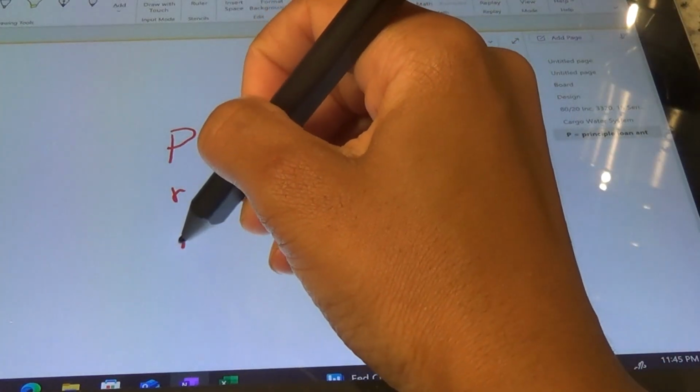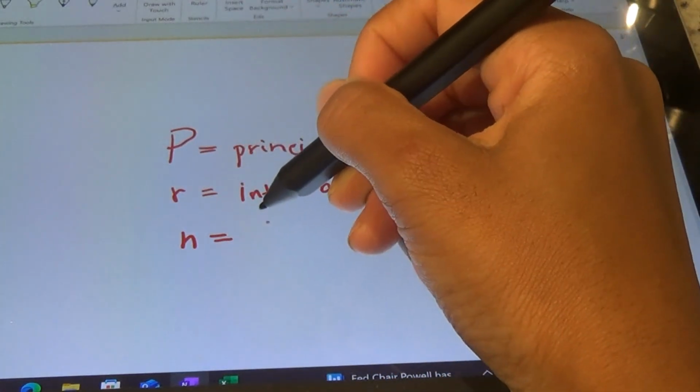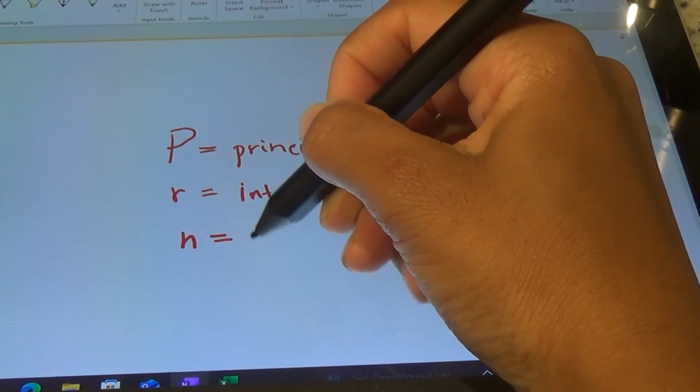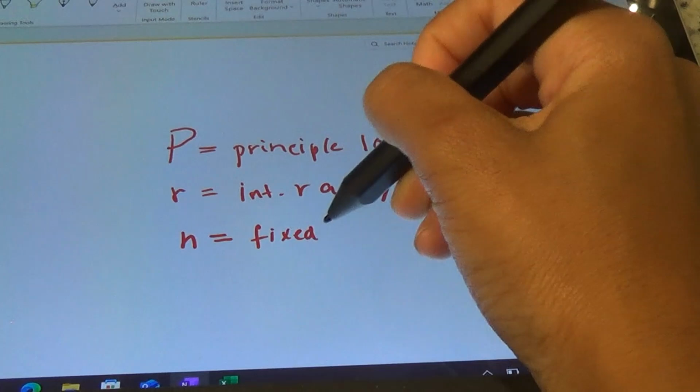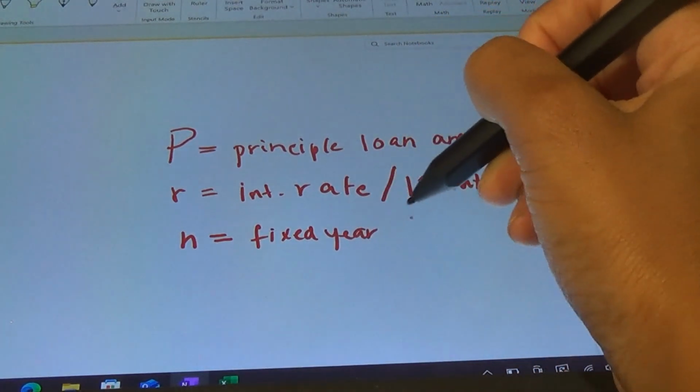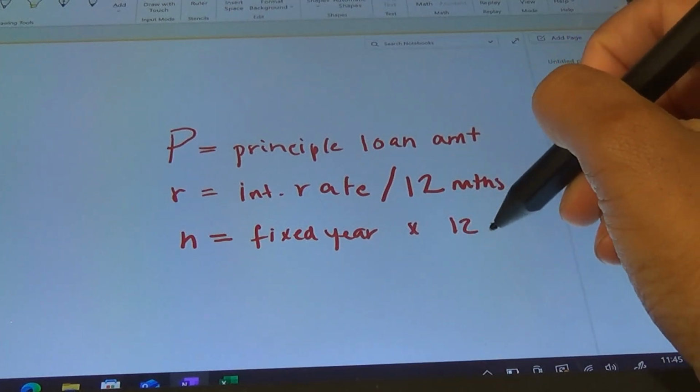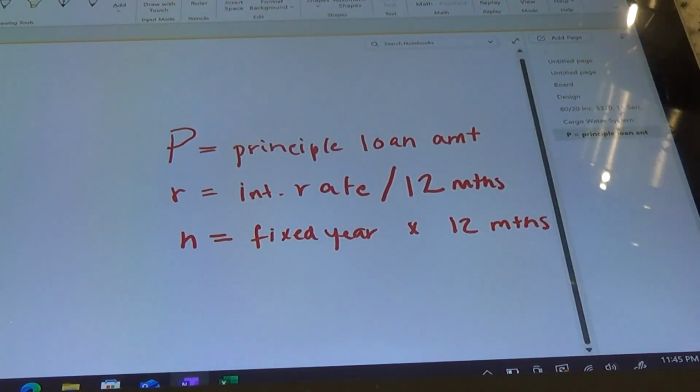And then N, which is the fixed years for the loan, because we're doing a fixed year loan here, times 12 months. Okay, so those are the three variables that we're going to need.